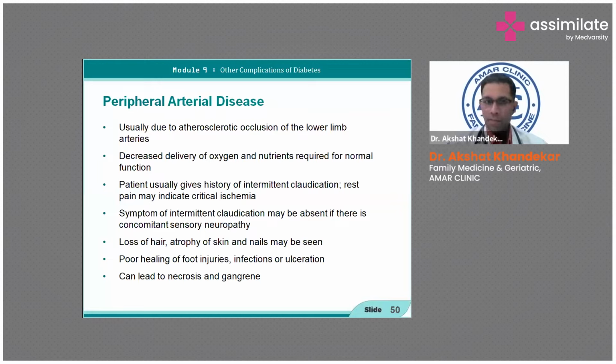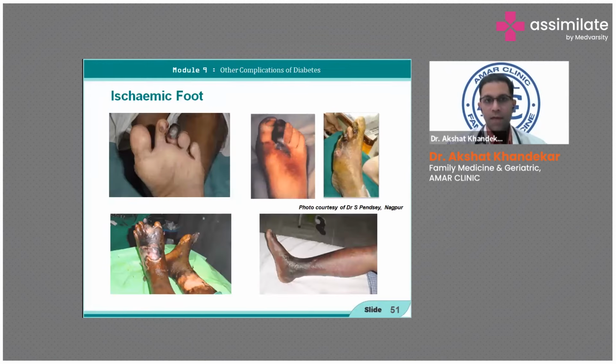Peripheral arterial disease is a macrovascular complication of diabetes due to atherosclerotic occlusion. So delivery of oxygen and nutrients is decreased. The patient may have an intermittent claudication history, and the claudication may be absent if there is concomitant sensory neuropathy. So see, these two coexist. You will have to have an eye for loss of hair, atrophy of skin and nails, shiny skin, poor relief, foot injuries, ulceration, which lead to necrosis and gangrene. So these are ischemic feet.